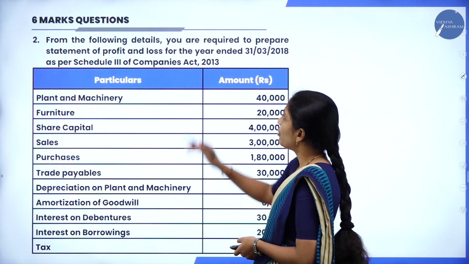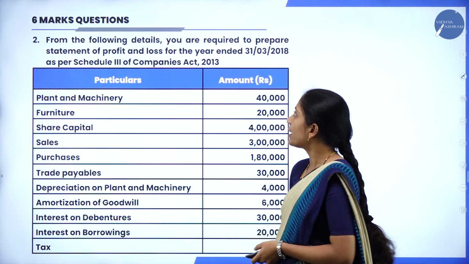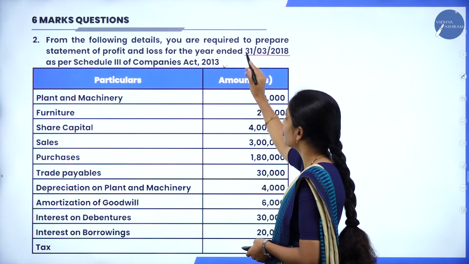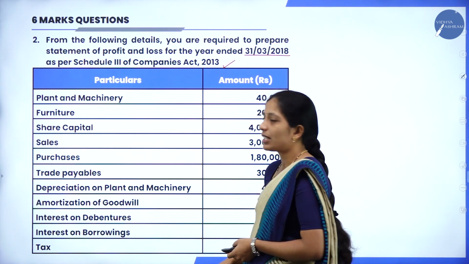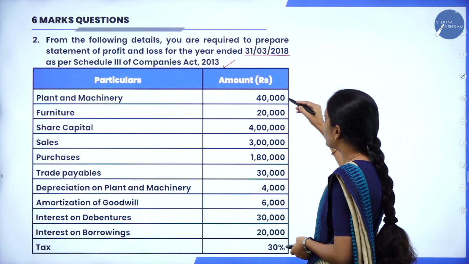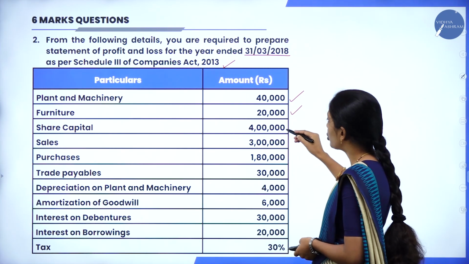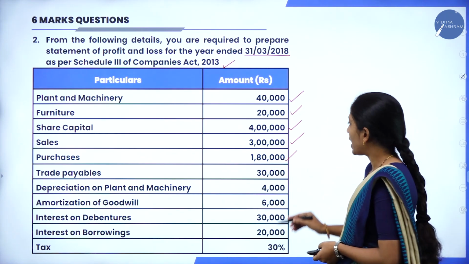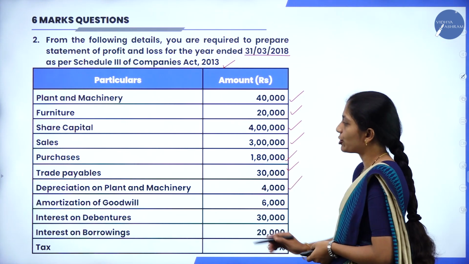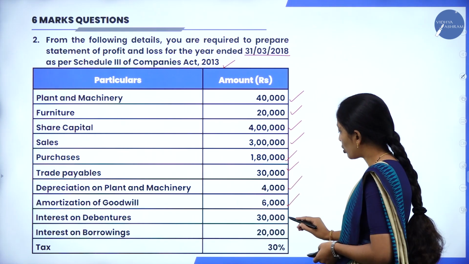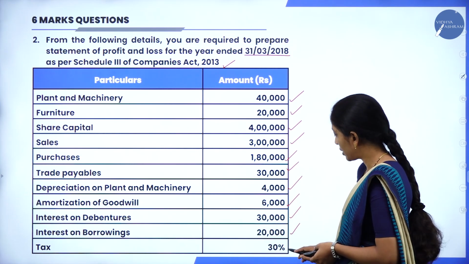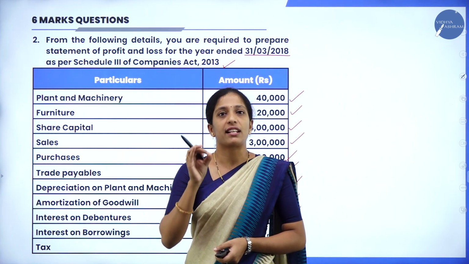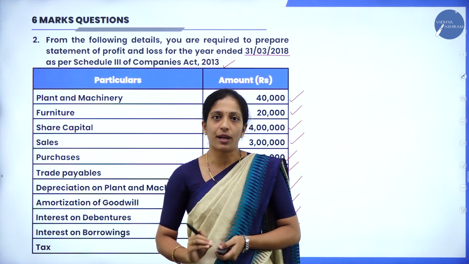Yes, second question. From the following details, you are required to prepare a statement of profit and loss for the year ending 31st March 2013 as per Schedule 3 of the Companies Act 2013. Now, they have given you certain particulars as well as amounts like plant and machinery 40,000, furniture 20,000, share capital 4 lakh, sales 3 lakh, purchases 1,80,000, trade payables 30,000, depreciation on plant and machinery, amortization of goodwill, interest on debentures, interest on borrowings, and they have given tax. Now, these are the particulars they have given. However, we have to write in the exact format which starts from revenue from operations.